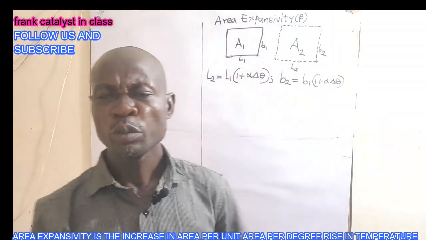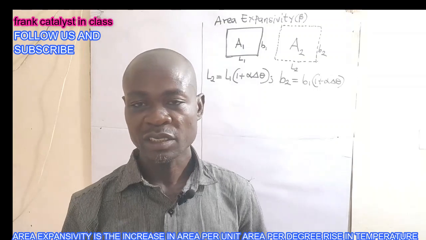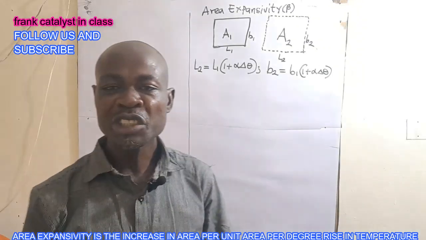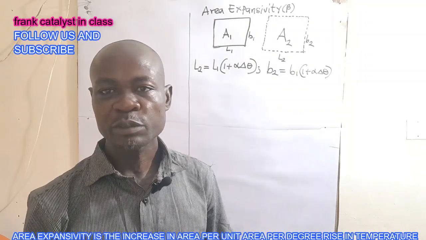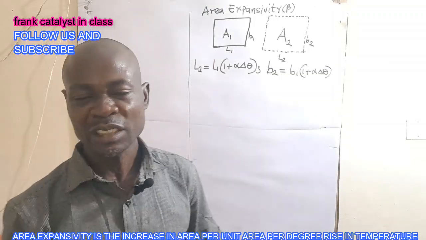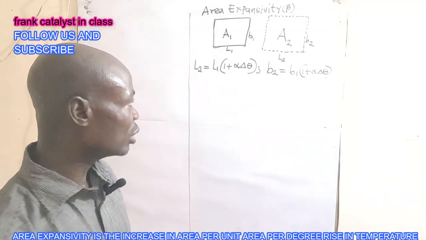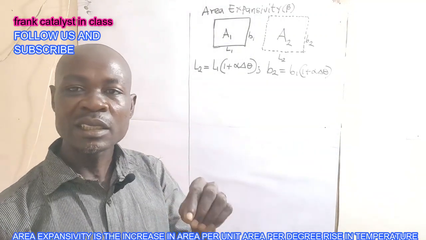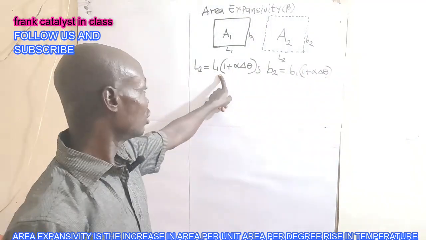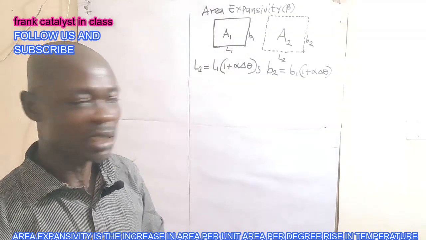Okay, so here we will be looking at the relationship between the linear expansivity and area expansivity using mathematical expressions. So how do we do that? Originally, we derived an expression for the final length of a wire during linear expansion, and we were made to understand that the final length of a rod or wire when it has expanded is L2, which is equal to L1 bracket 1 plus linear expansivity multiplied by the change in temperature.